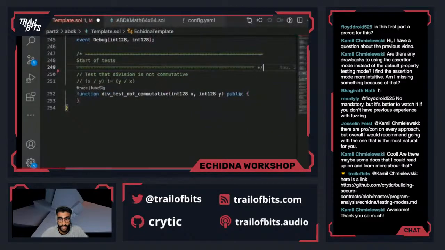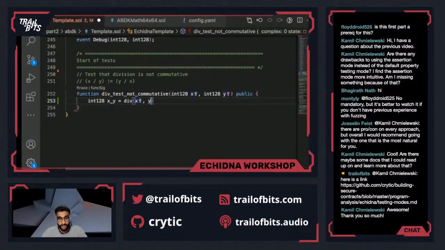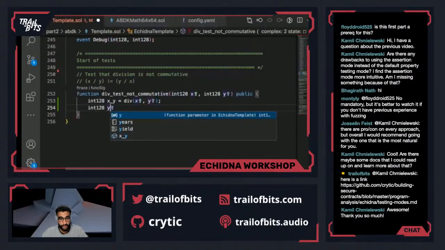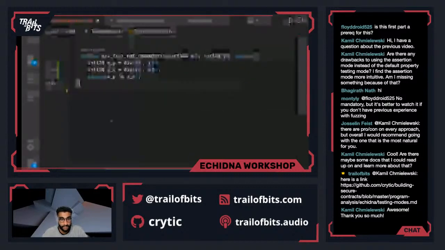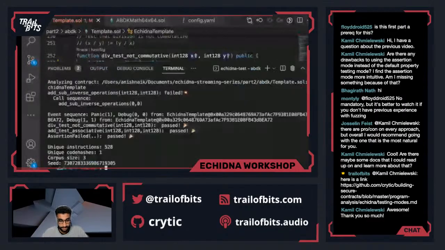So same exact rodeo. We take x and y, and we're going to first do the left side of this operation. So int128 xy is dividing x by y, and then int128 yx is the division of y by x. And we're just going to assert that xy does not equal yx, right? That's what this Boolean statement is saying. This is the truth I want Echidna to validate or invalidate. Okay, looks good to me. Hopefully I didn't make any mistakes. Let's test it.